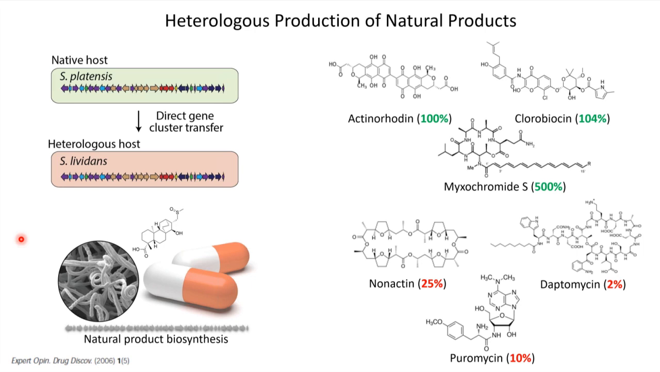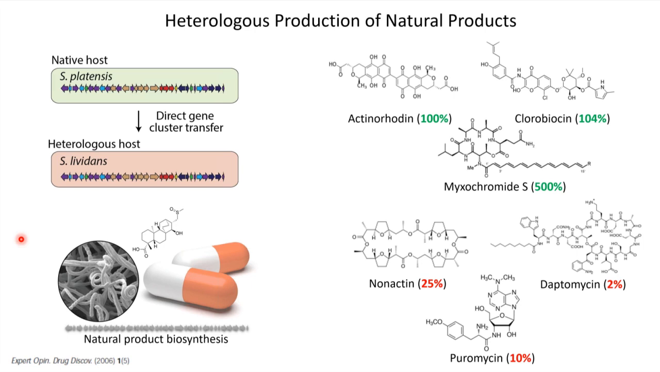So this is not a new approach. It's been done dozens of times successfully over the past 20 years, although most of those successes come with an asterisk next to them, in that the titers, or the amount of natural product produced in a heterologous expression system, tend to be dramatically lower than the amounts produced in the native host.